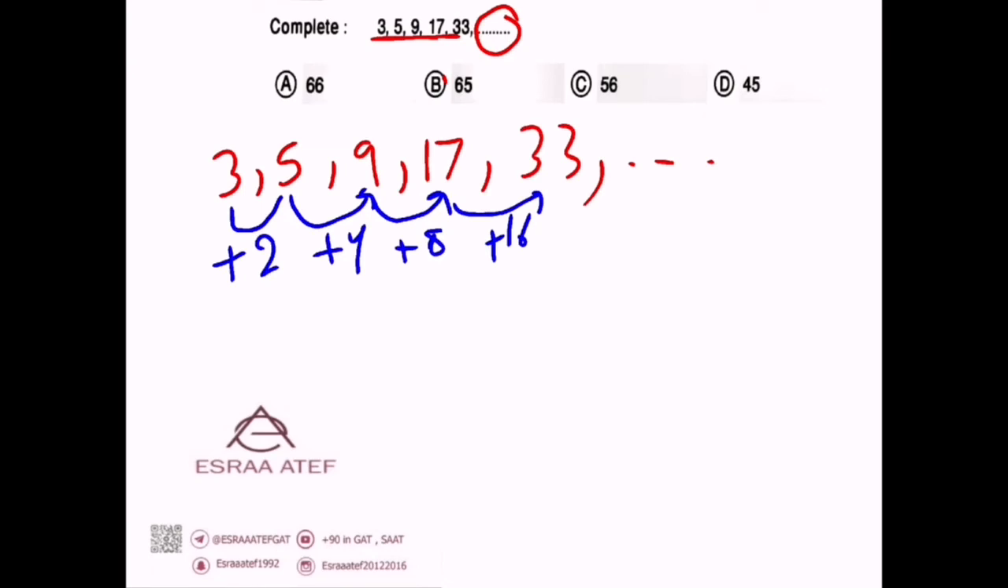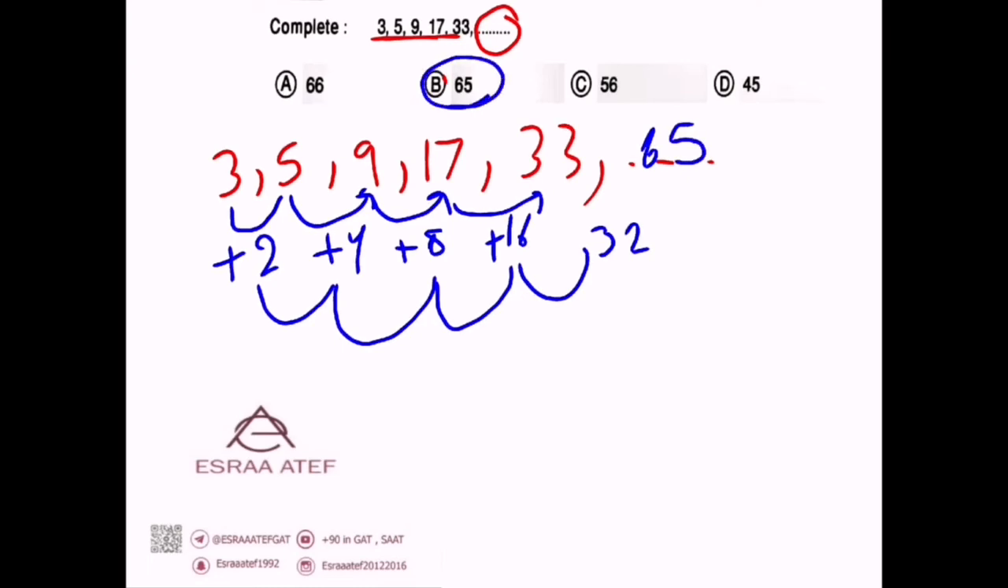So we found that each time we are doubling the number. So now we will double 16, which is 16 times 2, which is 32. So we will add 32 to 33. It will be 65. So the answer will be 65.